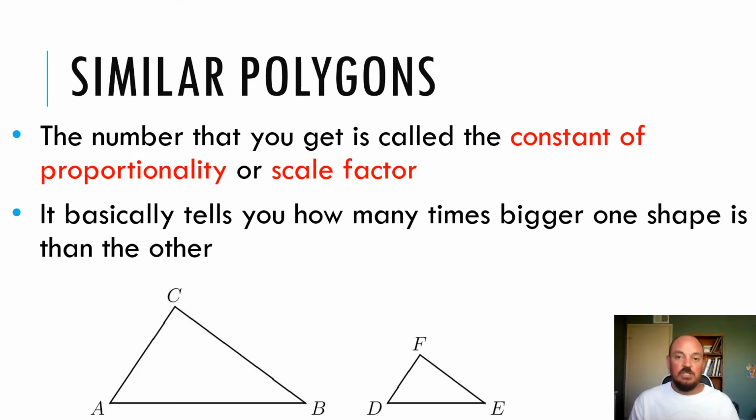Or if I'm dividing each one and I'm getting 2 each time, then one of the triangles is twice as big. And it doesn't have to be a whole number. You can divide each time and get 1.2, and then what it means is one is 1.2 times bigger. So you can have fractions, you can have decimals, but the idea is you're going to get the same number each time.